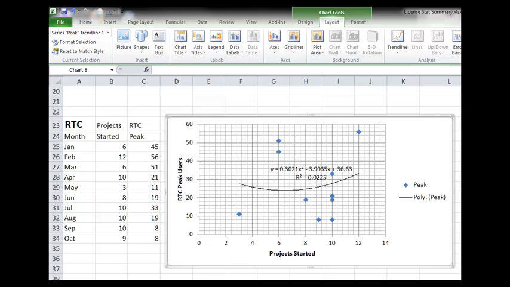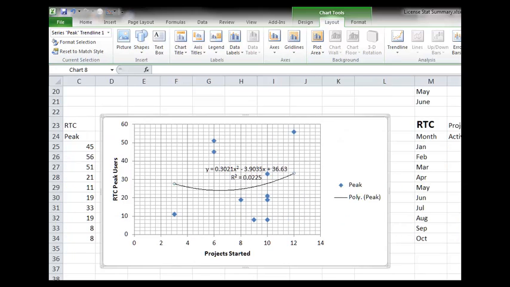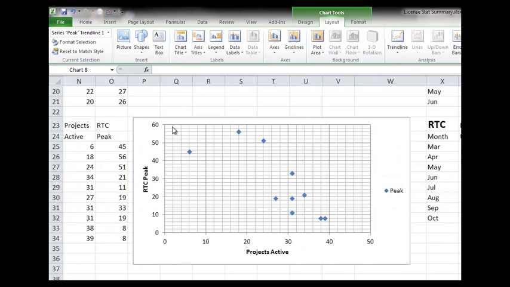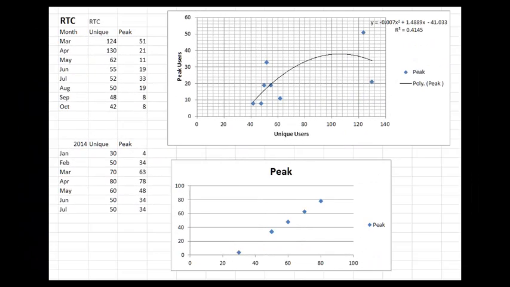But the best model we could get is a polynomial model, and this is if I'm looking for project started versus peak. So that relationship is not going to be a really good predictor. Likewise, for active projects versus peak, you can actually see that the numbers go down, so that doesn't make any sense at all. It turns out the best model I was able to come up with in terms of an R-squared was a polynomial again, where I was looking at unique users to predict peak users.